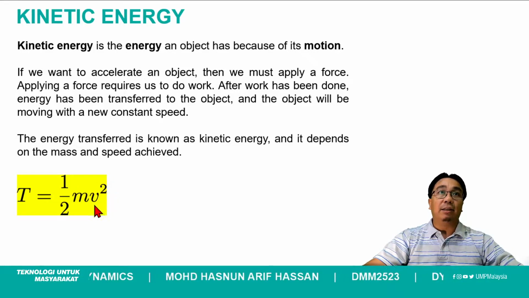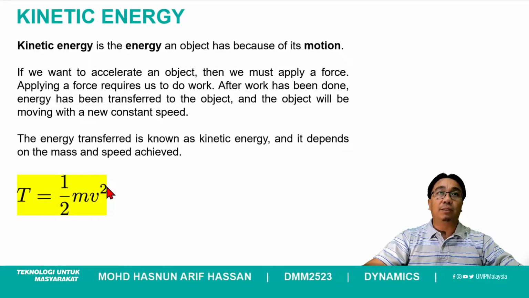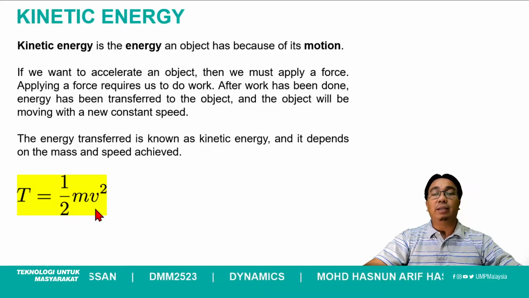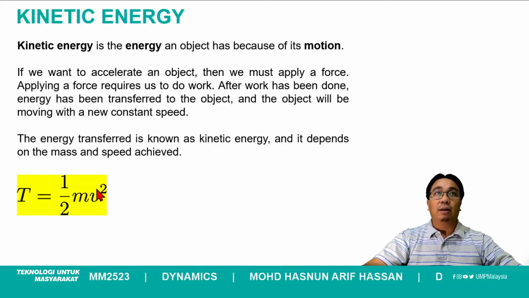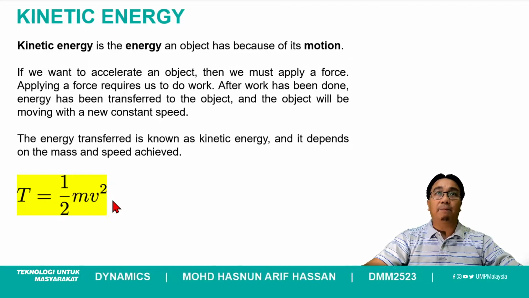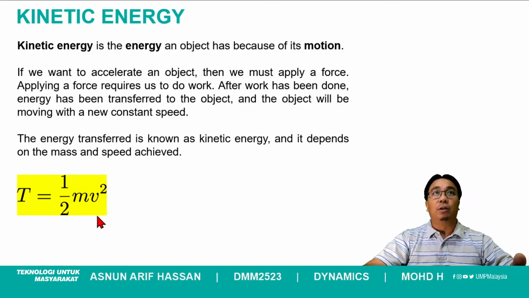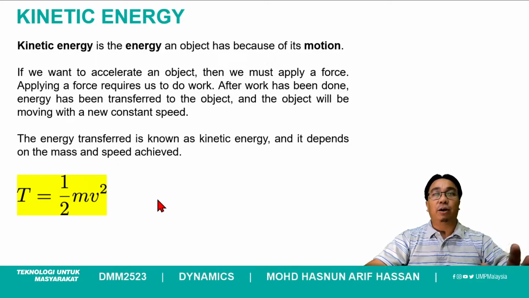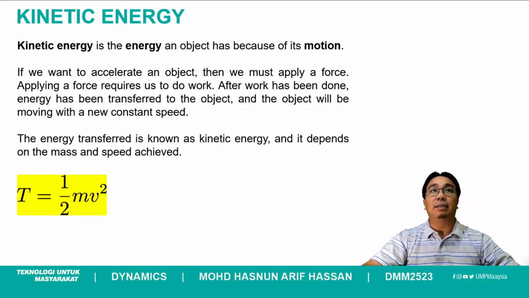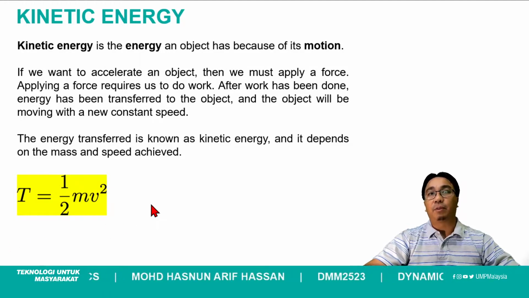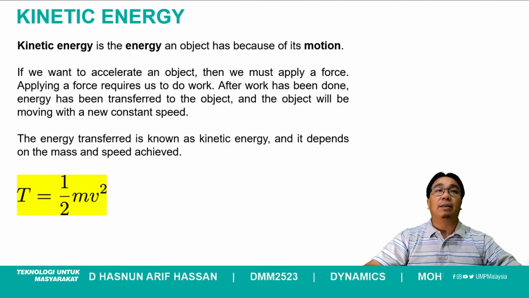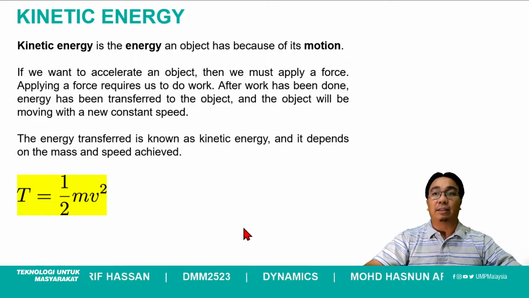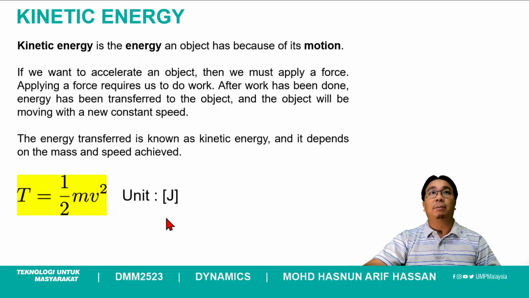But in this formula, you will see that v is squared. So kalau v ini negatif sekalipun, selepas dia di squarekan, di kuasa duakan, it will be positive also. So which means that you have to remember that kinetic energy is always positive. There will never be a kinetic energy that is negative. Kinetic energy is always positive.